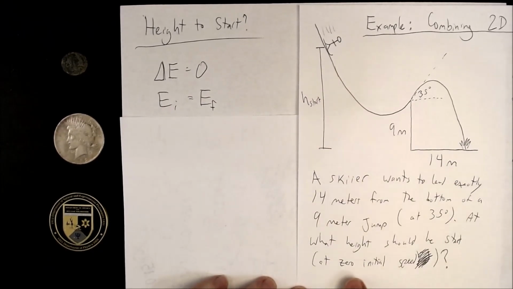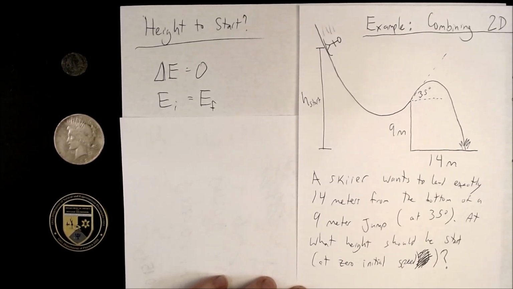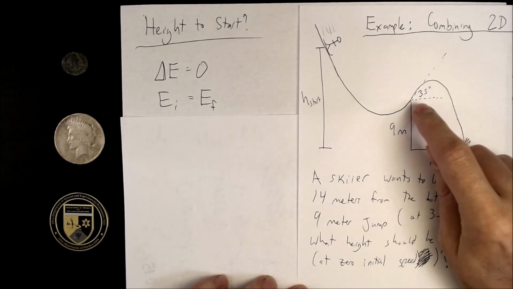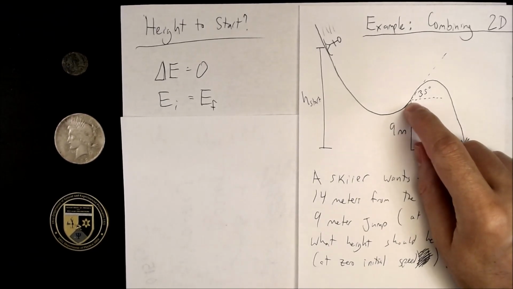I said that the skier starts at 0 initial speed, so no kinetic. Does the skier have any spring energy? Nope. Rotational energy? Nope. Gravitational potential energy, yeah. Skier starts with some gravitational potential energy. What does the skier end up with there?